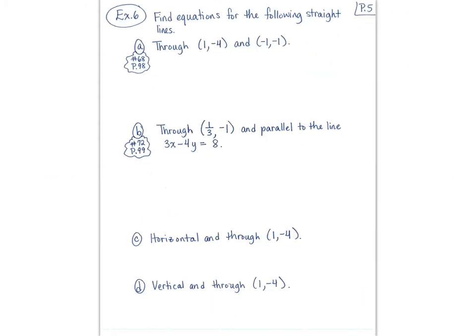So for example 6, I want you to find equations for the following straight lines. In part A, find the equation for the straight line through the point 1, -4 and -1, 1. I do want your final answer for each one to be in the form y equals mx plus b.